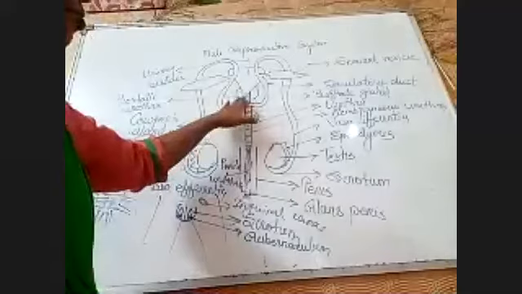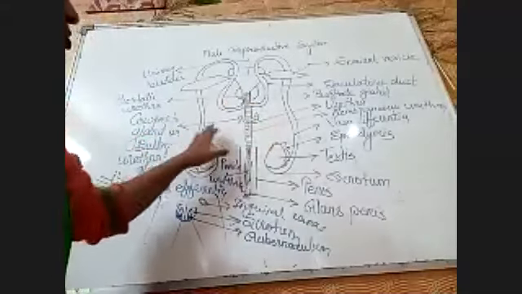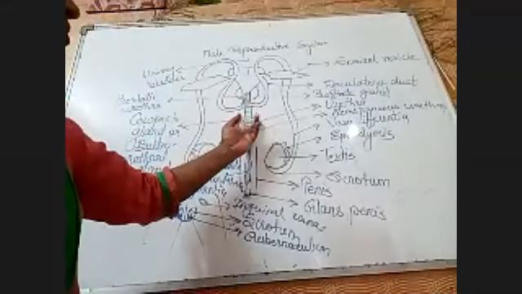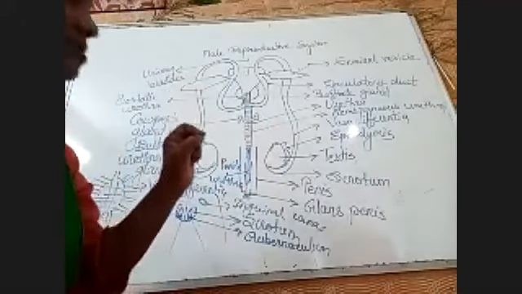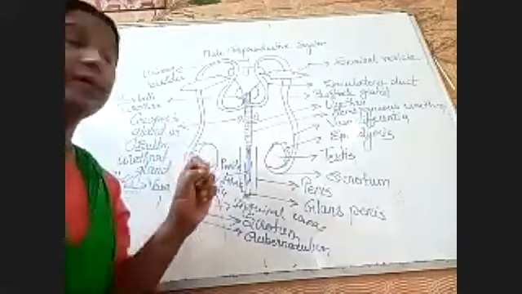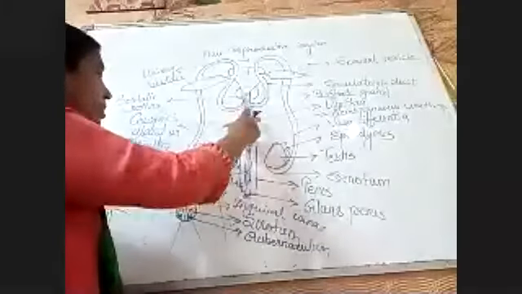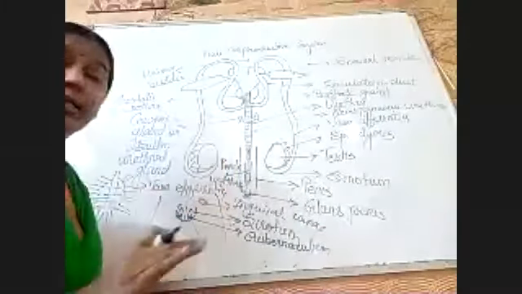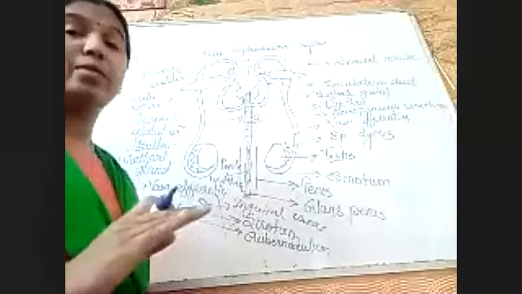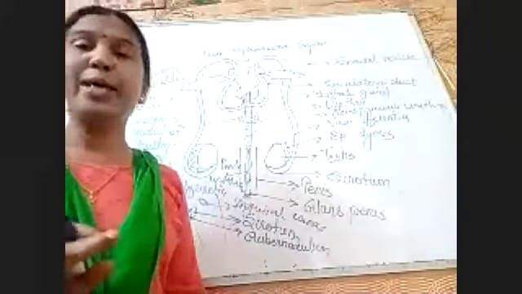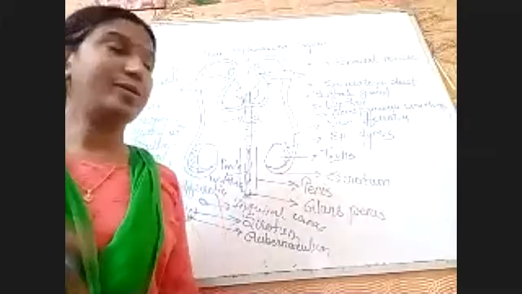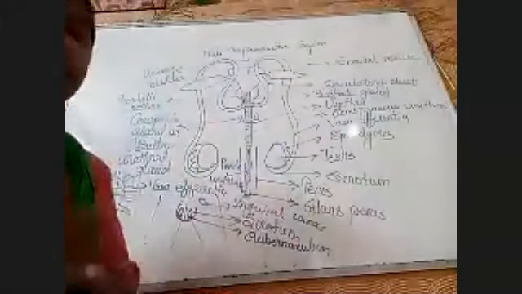Then what about the Cowper's gland? The Cowper's gland is present on either side of the membranous urethra. It is a pea-sized gland, and it opens into the urethra. It secretes 10% of the seminal fluid, as well as mucus, which will lubricate the passage during sexual intercourse. So this is about the glands.